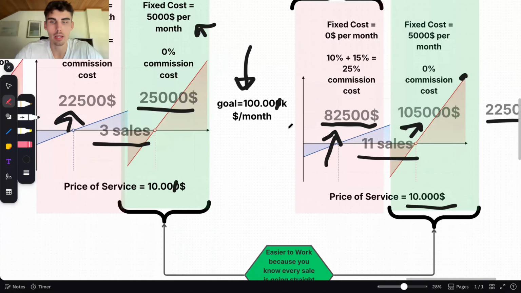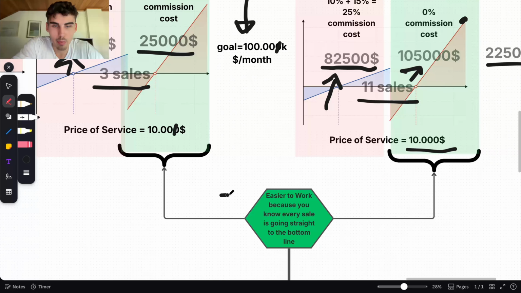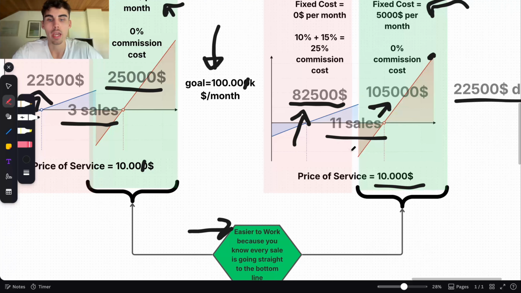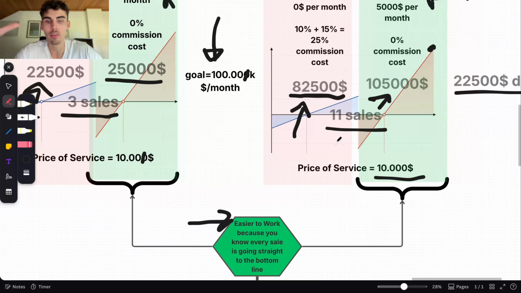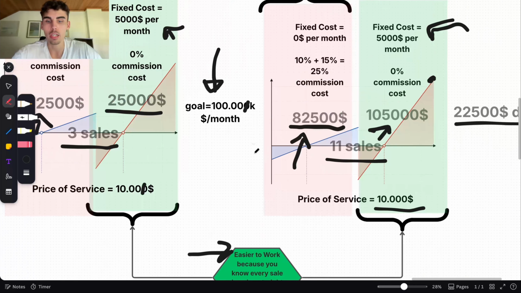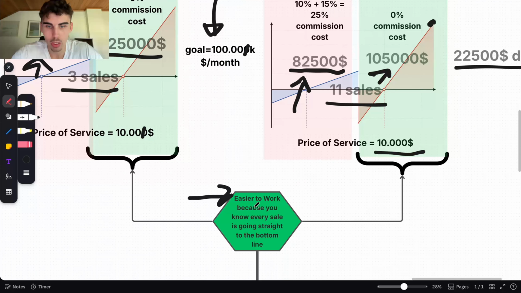But then on the other side, how it looks on this business, it's again going to be easier to work. Why? Because you know that every single sale you make is going straight to the bottom line. Now, the first sale you make in the month, let's say here you're making 11 sales, you know, okay, I lost 5K, that's it. But then as soon as you make the second one, the third one, the 10th one, the 11th one, you know that straight up after you make the sale, everything is going straight to the bottom line. So it's again going to be easier for you to work. And inside a business where everything is dependent on you doing the work, you're looking for every single possible way to make it easier for you to work.